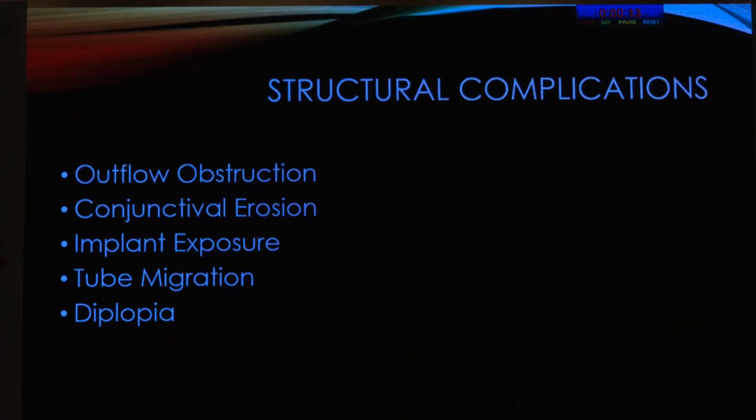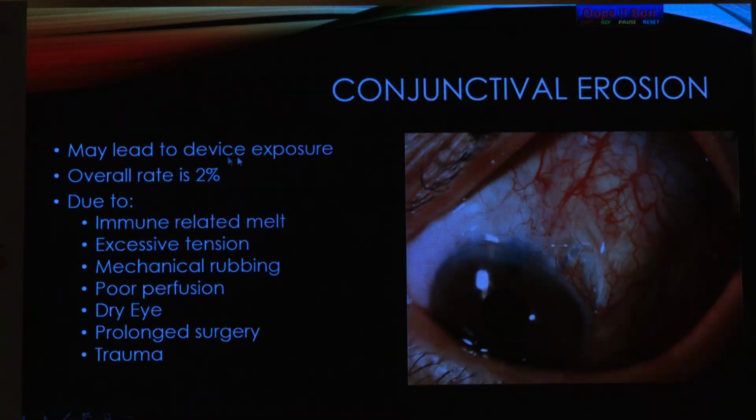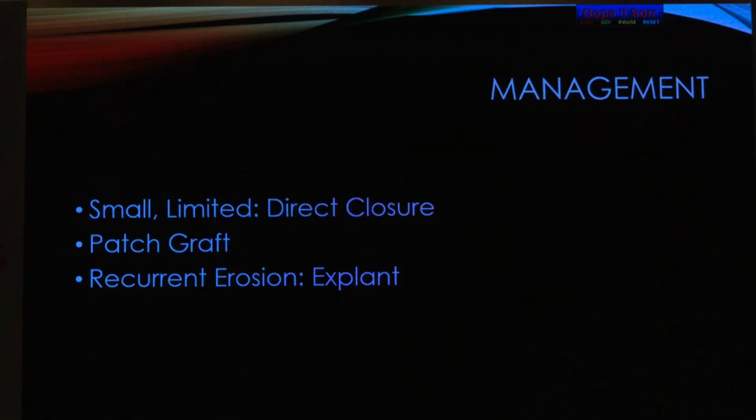Structural complications: outflow obstruction has been discussed. Conjunctival erosion, implant extrusion, and tube migration can be seen. Diplopia can occur if it's a large bleb, which can lead to mechanical obstruction. Erosion is seen in overall 2% of patients, and all these factors make erosion more likely in these patients. If it is small and limited, do direct closure; if it is large, sometimes you have to put a patch graft, and recurrent erosion may require explantation of the implant.